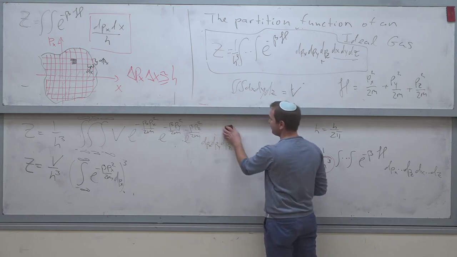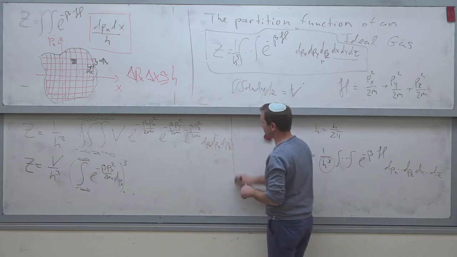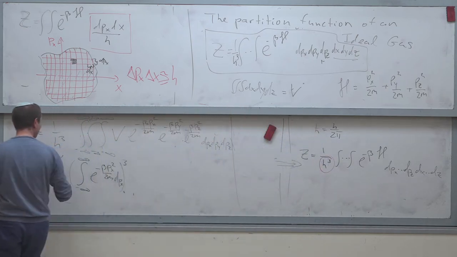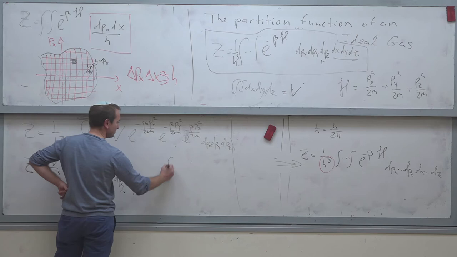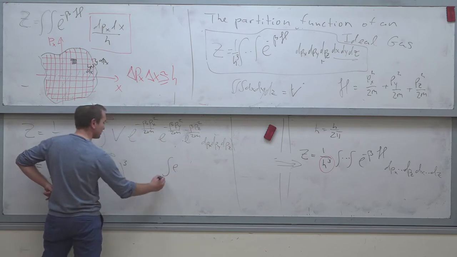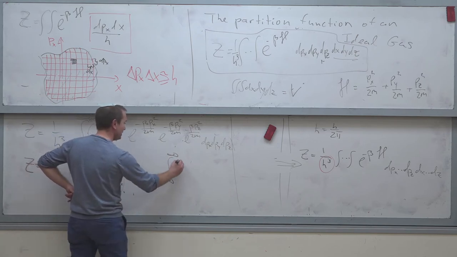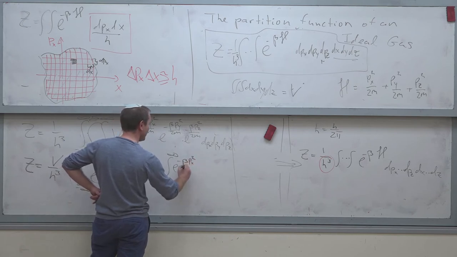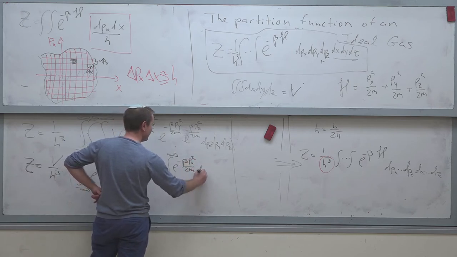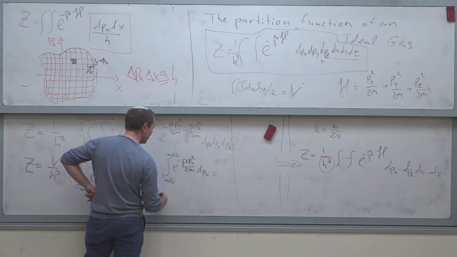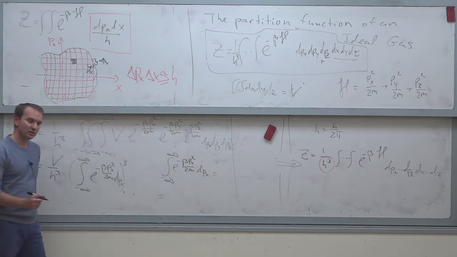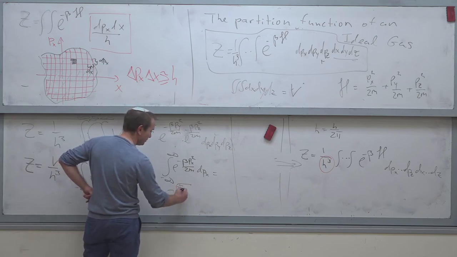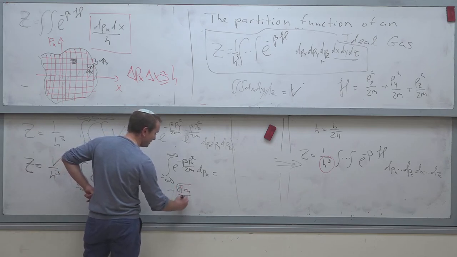What we do from here, we solve this integral, right? Do you want me to prove what this integral is? The integral from minus infinity to infinity of e to the power minus beta px squared divided by 2m dpx equals the square root of 2 pi m over beta.